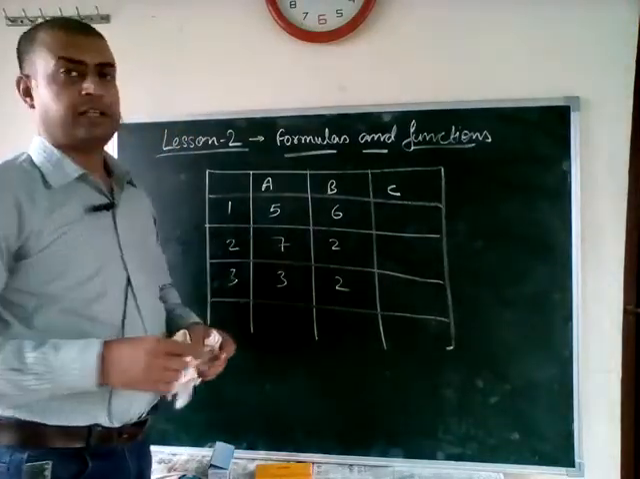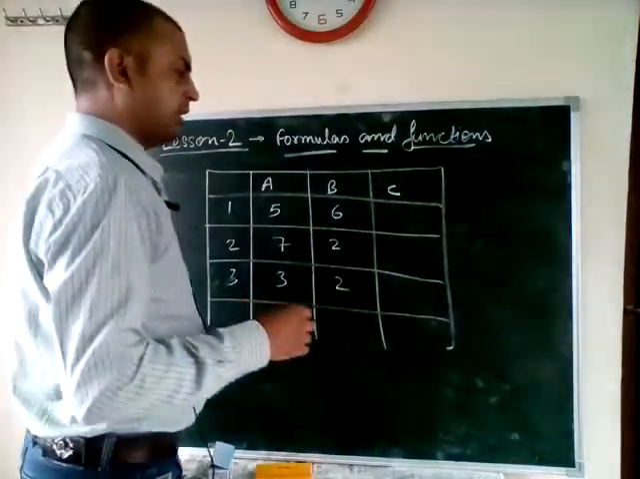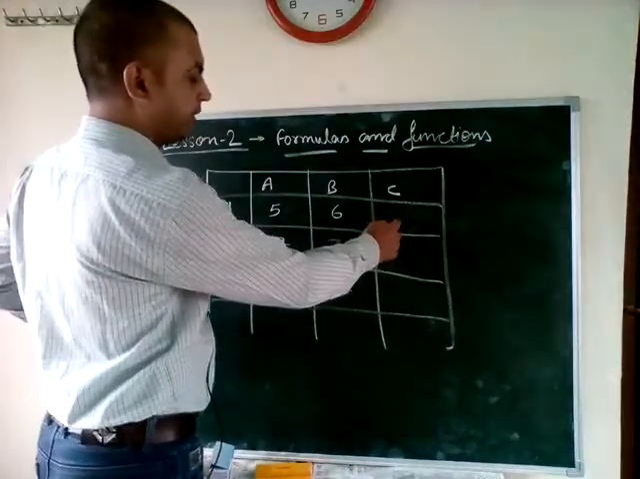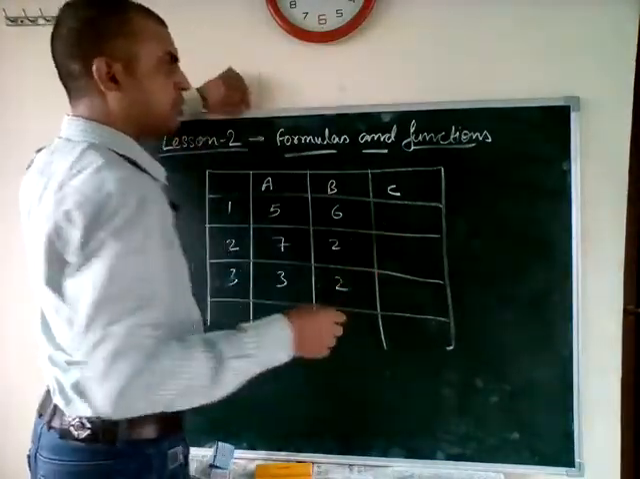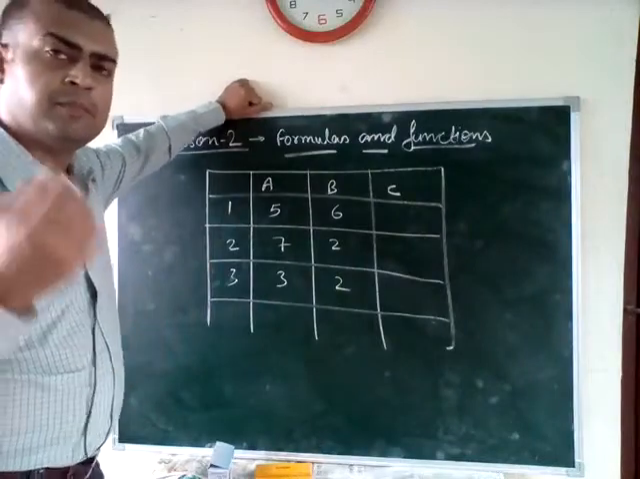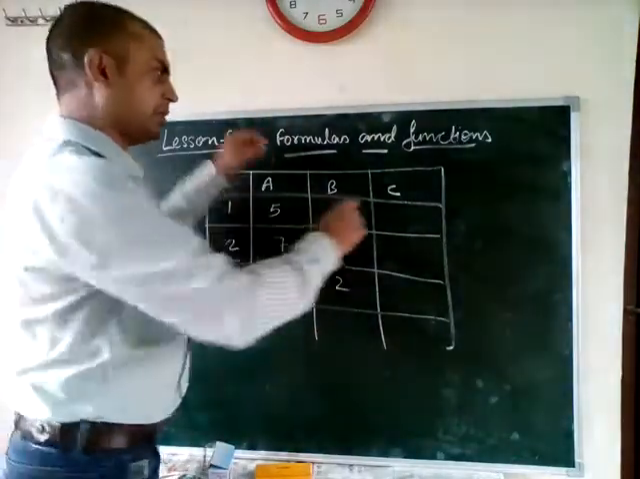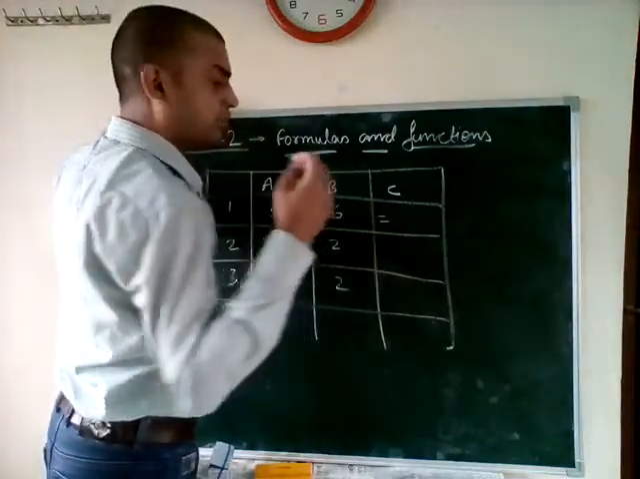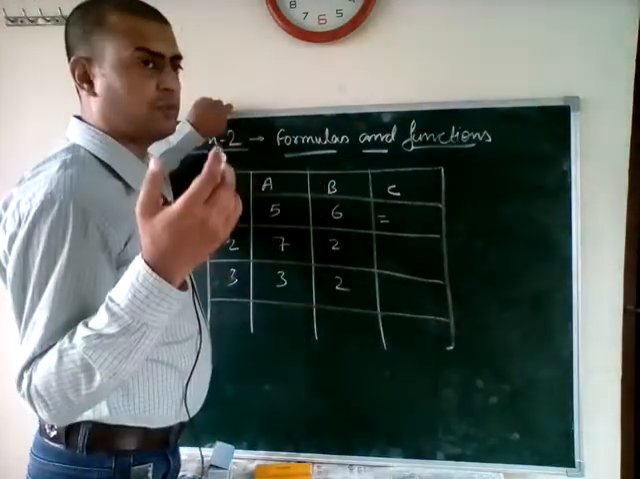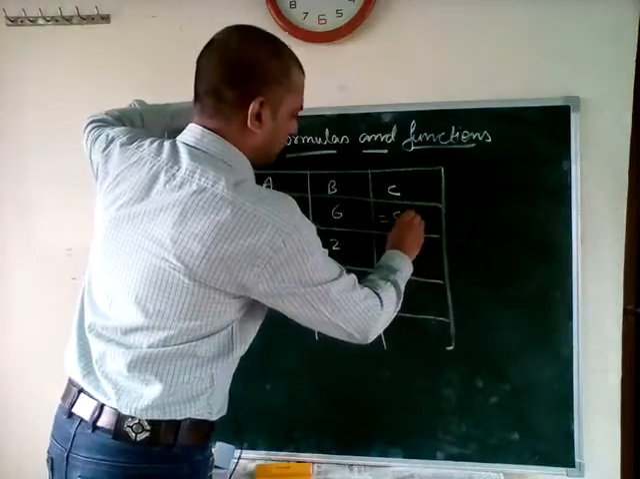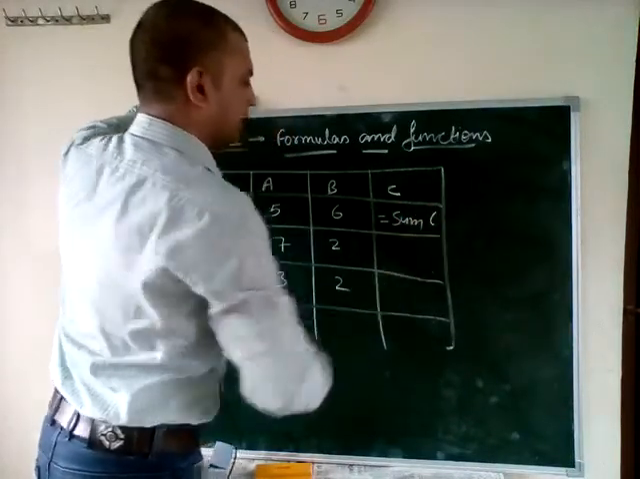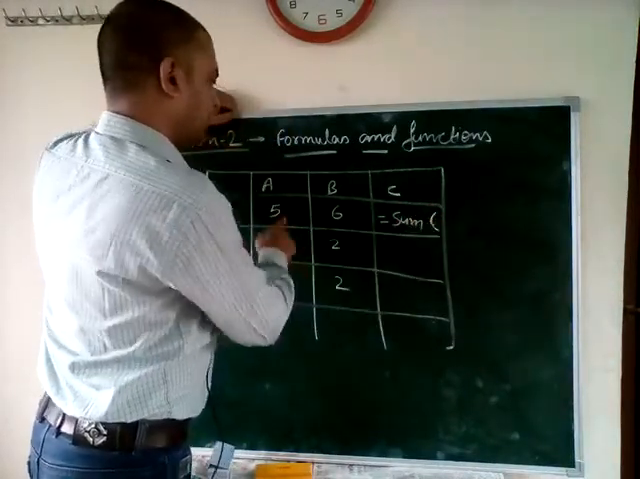Then you have to find the answer of addition, and you want to write a function or a formula on this side. So your formula or function must begin with the equal to symbol. You will write the equal to symbol here. Then, what you want to perform: if you want to perform addition, then you will write SUM, and in this you can use the range.